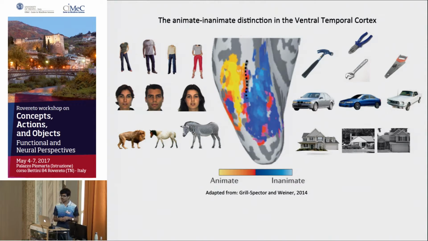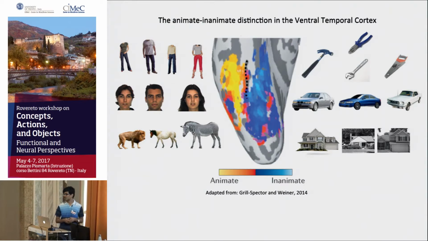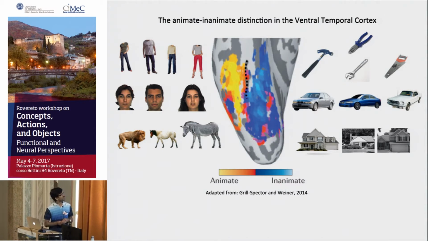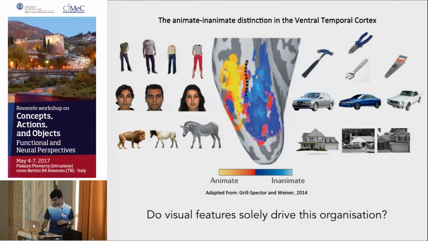But it could also be something non-visual, such as agency. So we know that humans think, animals think, cars don't for now. So that could be something which is being used. So that's the main question which we want to address. So how do you address this?